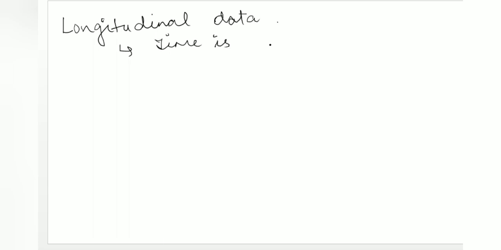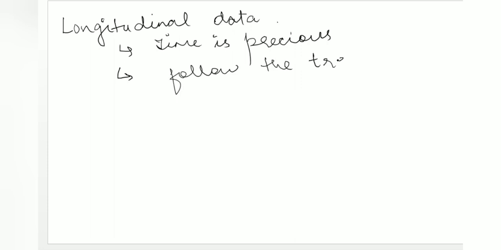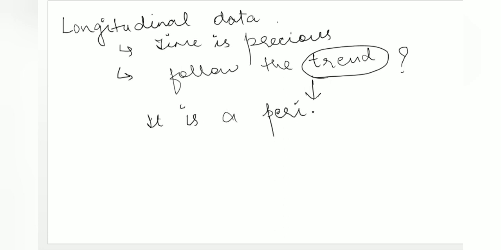Coming back to longitudinal data. What is longitudinal here? First, time is precious. Second, follow the trend. Now the question comes, what is this trend? It is a period over time.